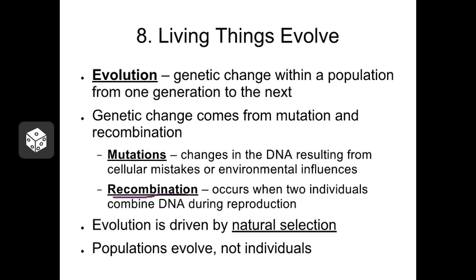Recombination is a part of sexual reproduction. It allows organisms to make new combinations, new groupings of their DNA as they pass that DNA on to the next generation. For example, when your mom and your dad decided to have you, they each took one half of their DNA and they combined them, and that combination is you. You are a new combination of their DNA. That's recombination.